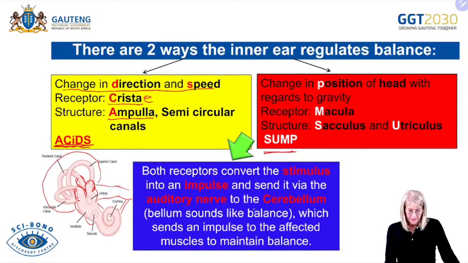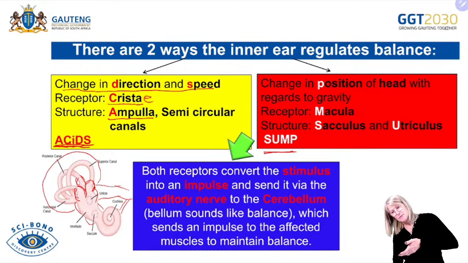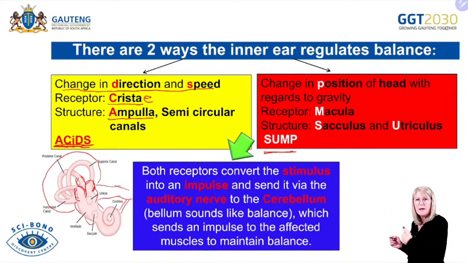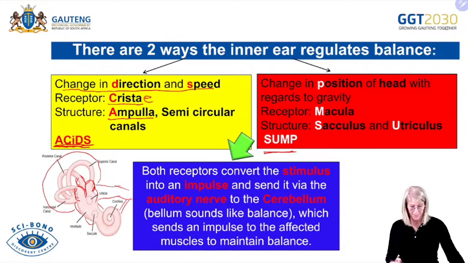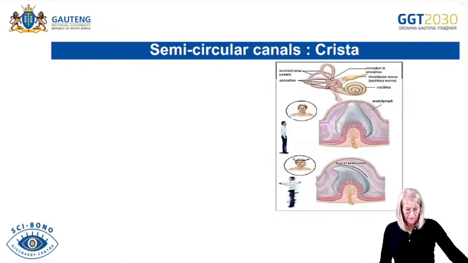Okay, so the impulse travels via the auditory nerve to the cerebellum, and that then sends an impulse to the affected muscle. So in other words, when I turn my head like this, or I quickly spin around, I'm not going to fall over, because my muscles keep my body position. All right, now let's have a look at the structures in a little bit more detail.